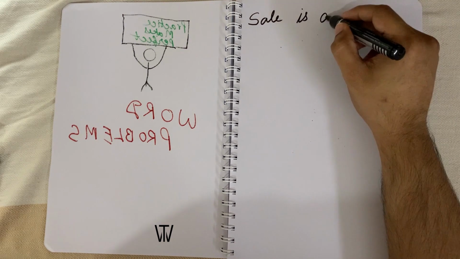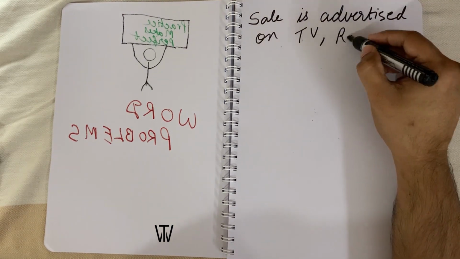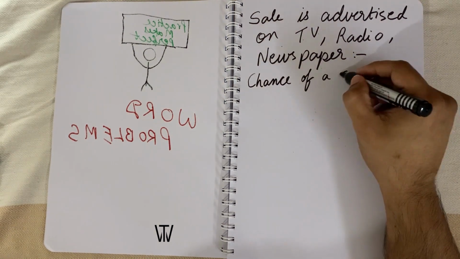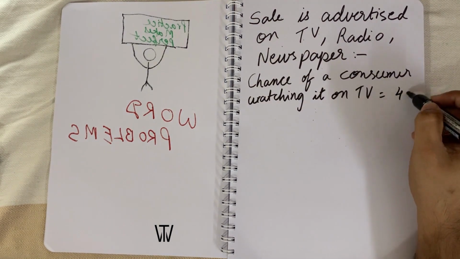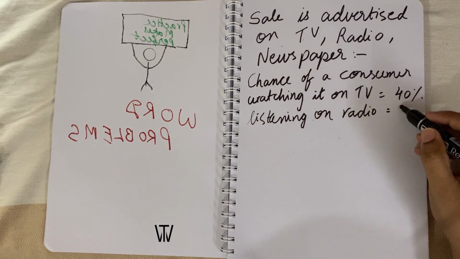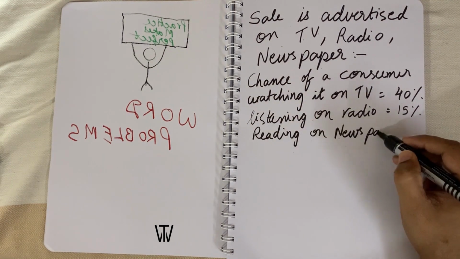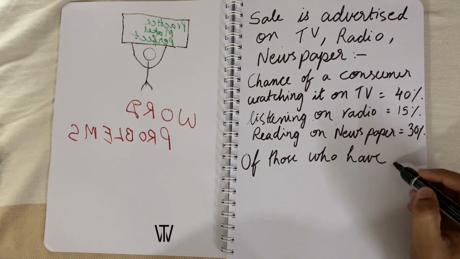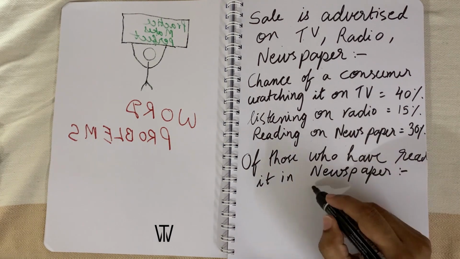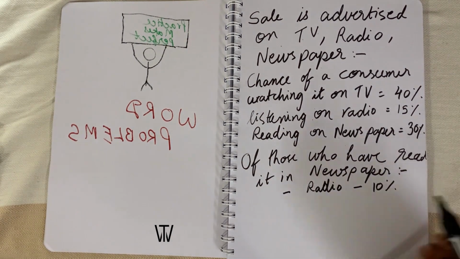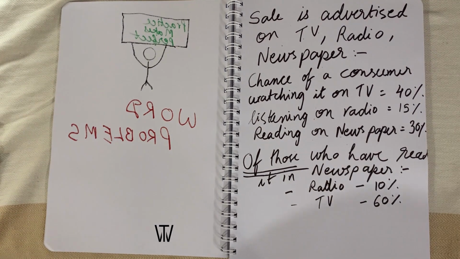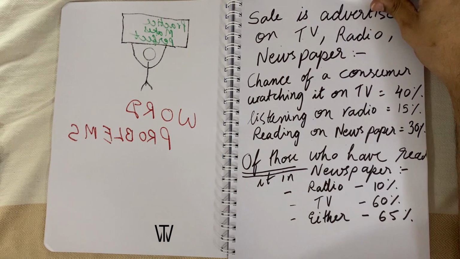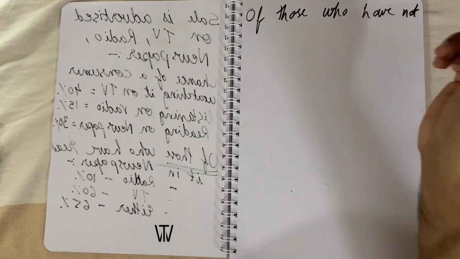A sale is advertised on TV, radio, and newspaper. The chance of a consumer watching it on TV is 40%. Listening to it on radio is 15%, and reading it in newspaper is 30%. Among those who have read it in a newspaper, 10% have heard of it on radio, and 60% have seen it on TV, and 65% have heard it in at least one of the two media, radio or TV.